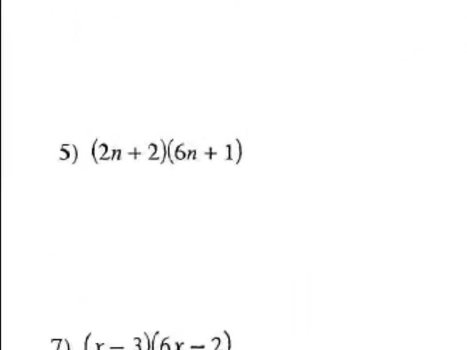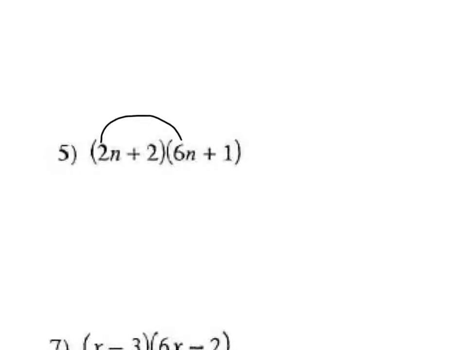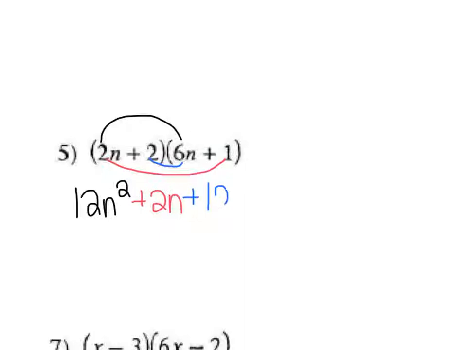So we're going to go 2n times 6n, which is 12n squared. Then we go 2n all the way to the end of the second parenthesis. 2n times 1 is 2n. Well, that's the first term being distributed, so now we move to the second one. 2 times 6n, that turns into a positive 12n. And then we still need to take the last 2 times 1, which is 2.